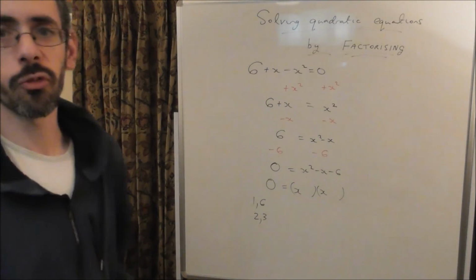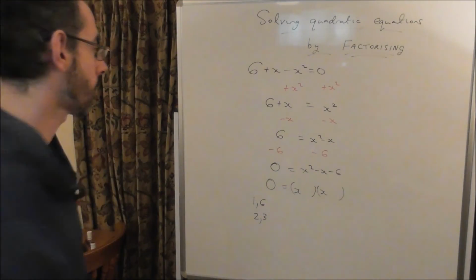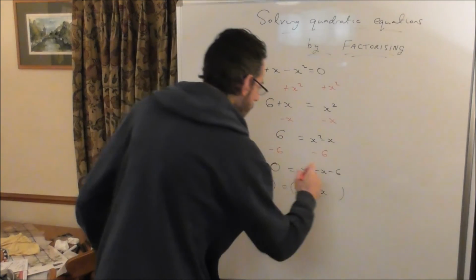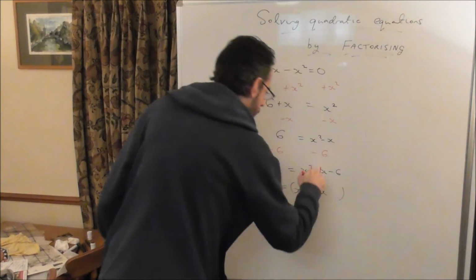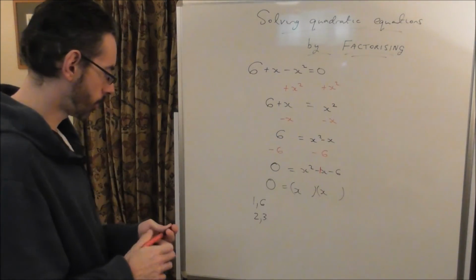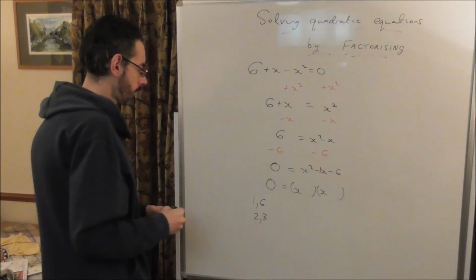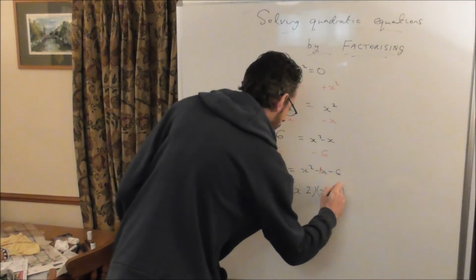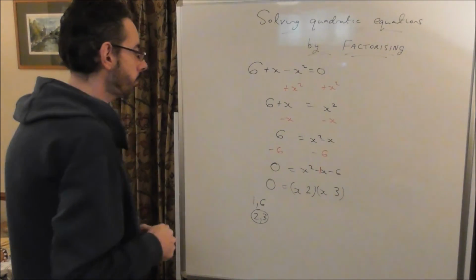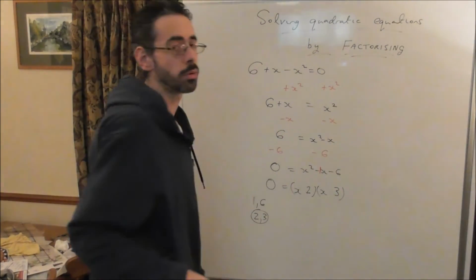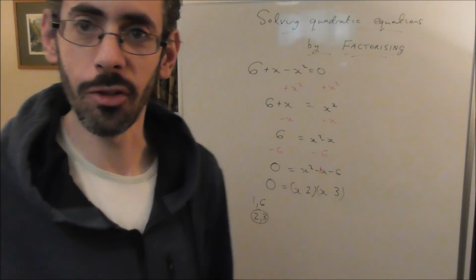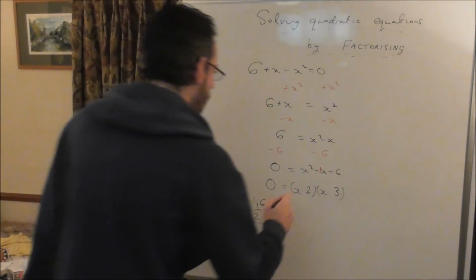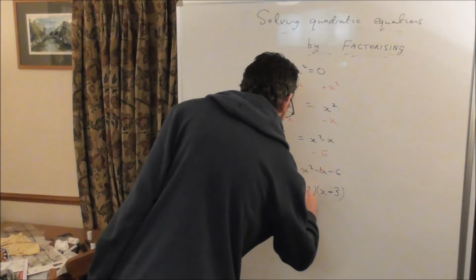And because the signs are different, we're looking for a pair with a difference of 1. Because we've got minus 1x here, I could put a 1 there. So which pair has a difference of 1? Well, it's 2 and 3. So 2 and 3. And because we want minus 1x overall, the bigger number needs to be negative and the smaller one positive. So it needs to be minus 3 and plus 2.